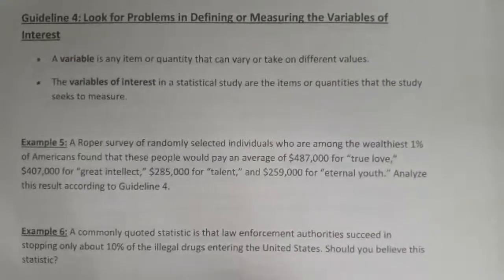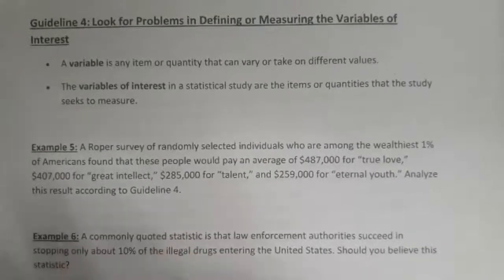Okay, so guideline 4 says look for problems in defining or measuring the variables of interest. They say ambiguity in the variables can make it difficult to interpret reported results. So they define what a variable is and what a variable of interest is. A variable is any item or quantity that can vary or take on different values. The variables of interest in a statistical study are the items or quantities that the study seeks to measure.